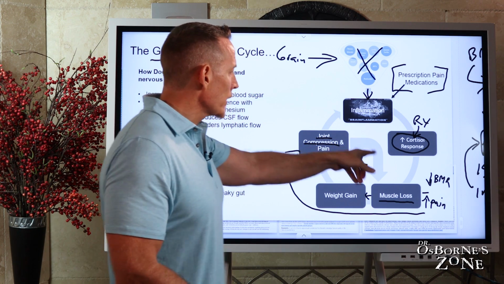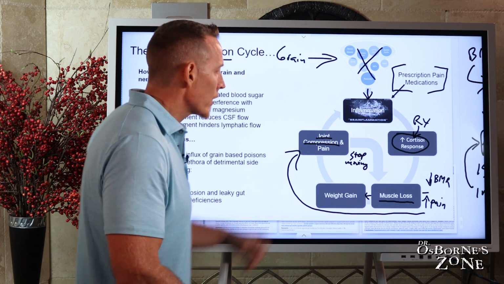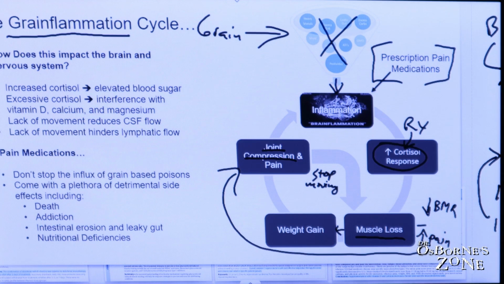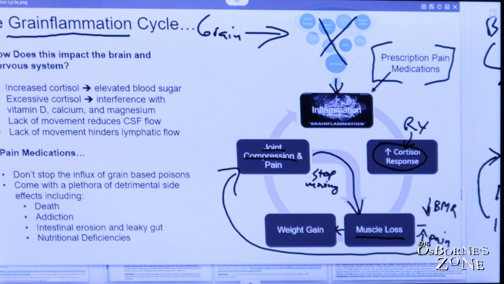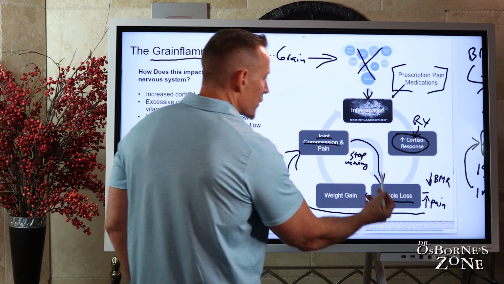So we develop this kind of protective mechanism where we've either stopped moving altogether, and when you stop moving, what happens to muscles? They continue to waste further. So you get stuck right here. Muscle loss, weight gain, more pain, more atrophy, more weight gain, and you just stay stuck here.